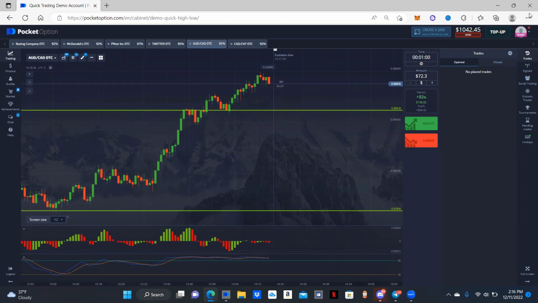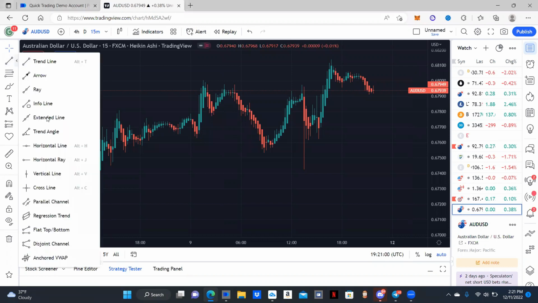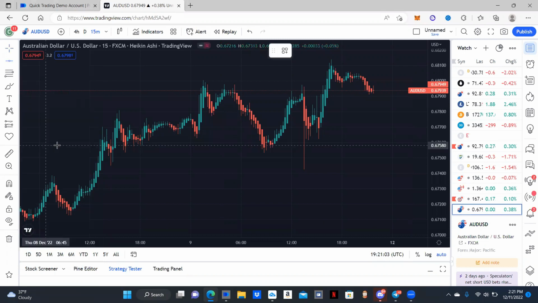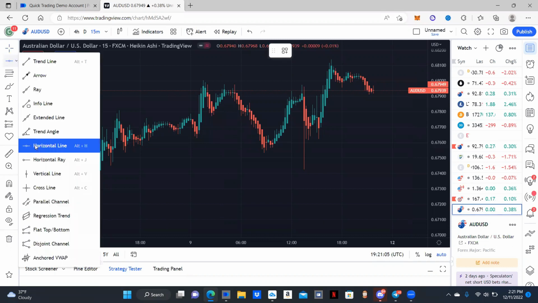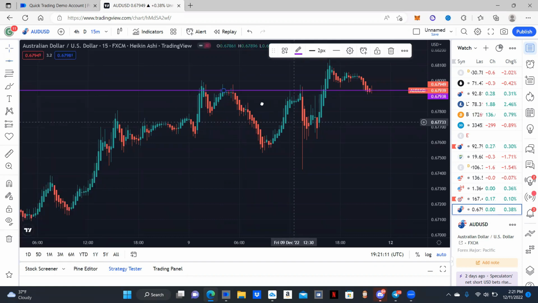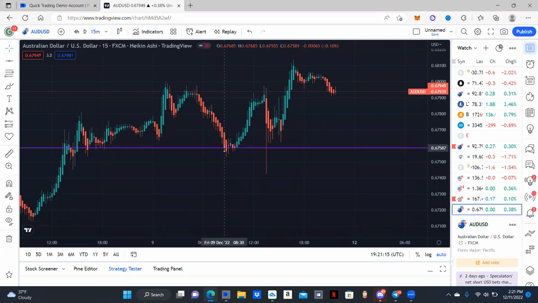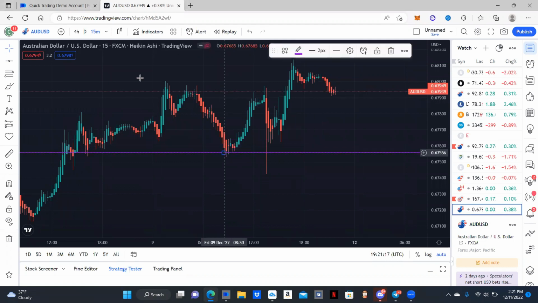Okay, so now I'm on TradingView and I'm just going to mark up on here so I can actually show you more how the break and retest looks. I can draw on here and make it look real pretty.